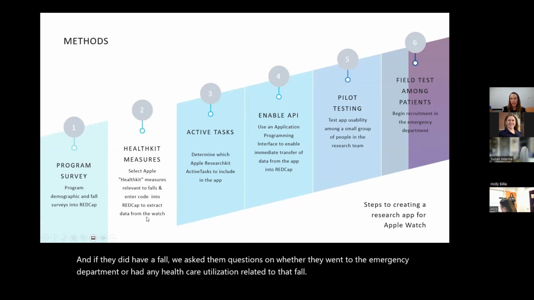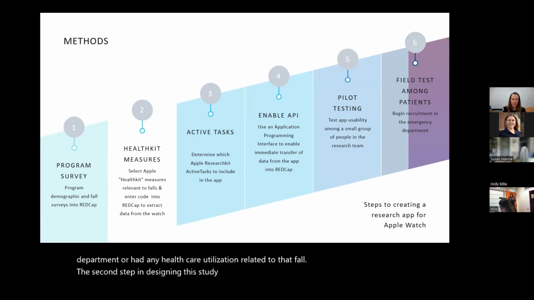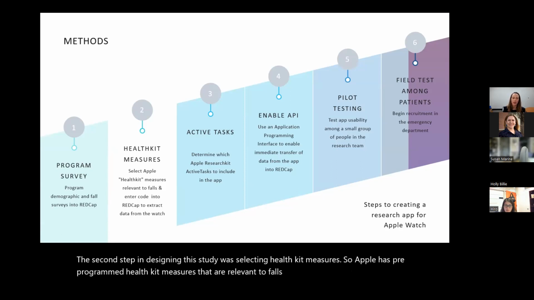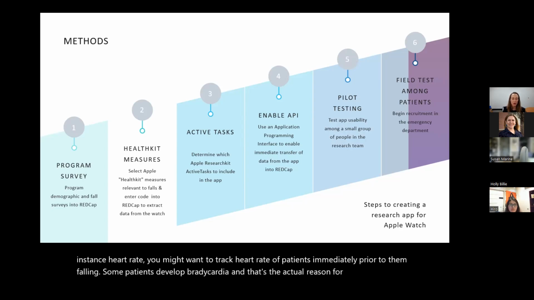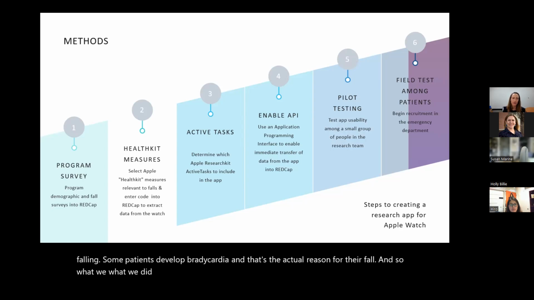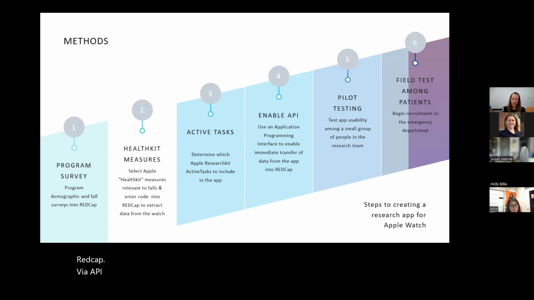The second step in designing the study was selecting HealthKit measures. So Apple has pre-programmed HealthKit measures that are relevant to falls. And I'll give you an example. For instance, heart rate. You might want to track heart rate of patients immediately prior to them falling. Some patients develop bradycardia, and that's the actual reason for their fall. And so what we did is we entered code from that HealthKit measure into REDCap, which told REDCap via API, which is this electronic method of communicating between REDCap and our research app, to extract that data from the watch.